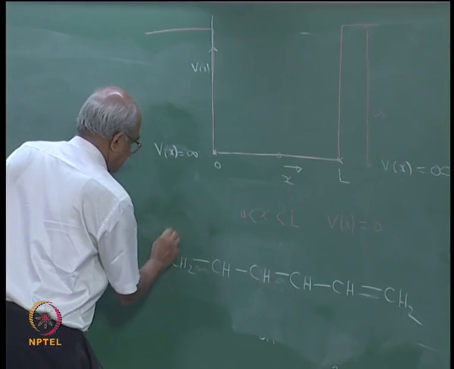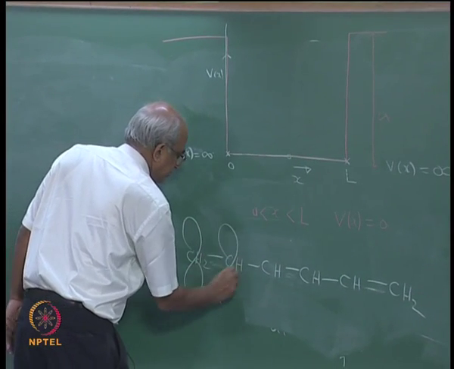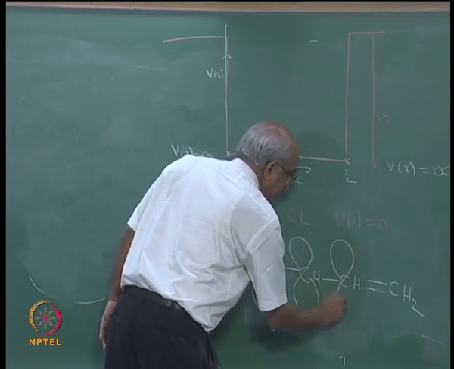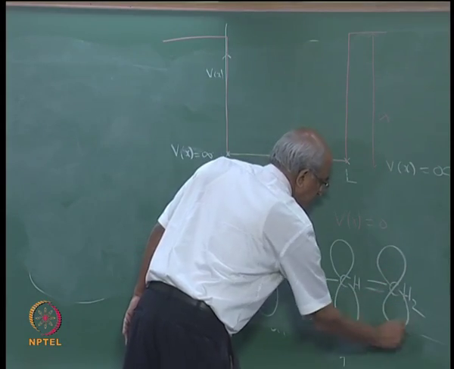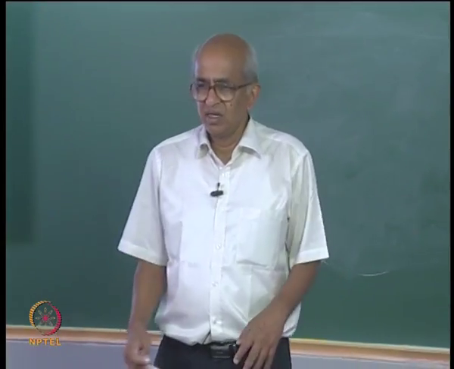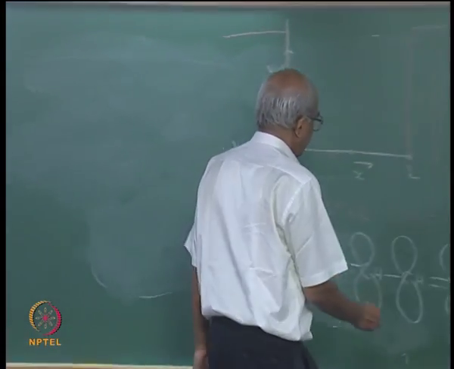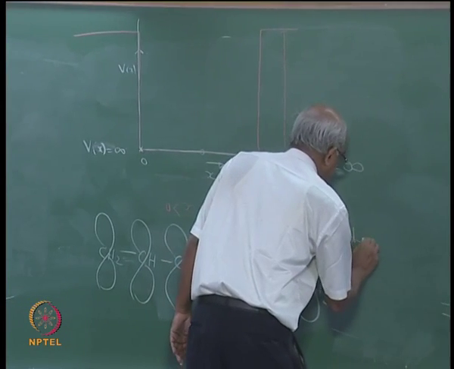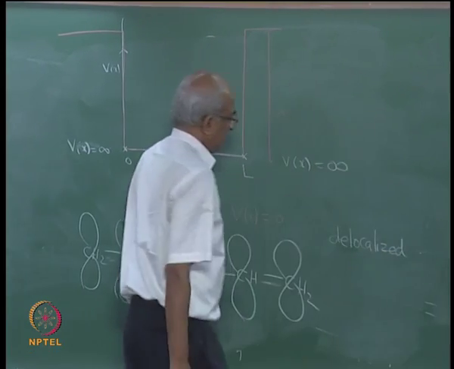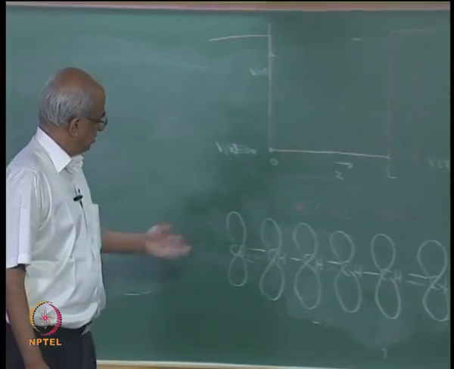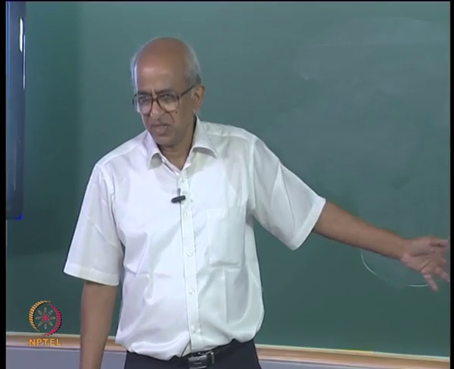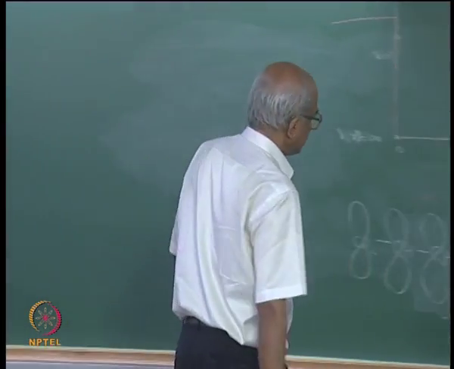So, therefore, I can represent them. I would have p orbitals in this fashion sticking out on each one of the carbons, and the p orbitals actually overlap and lead to what is referred to as the delocalized system in the conjugated molecule. And each carbon actually contributes 1 electron to this delocalized system, which is referred to as the pi system of the molecule.